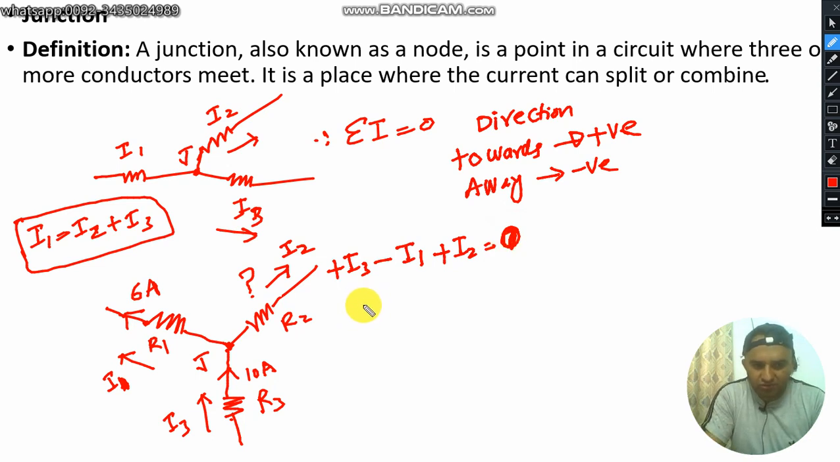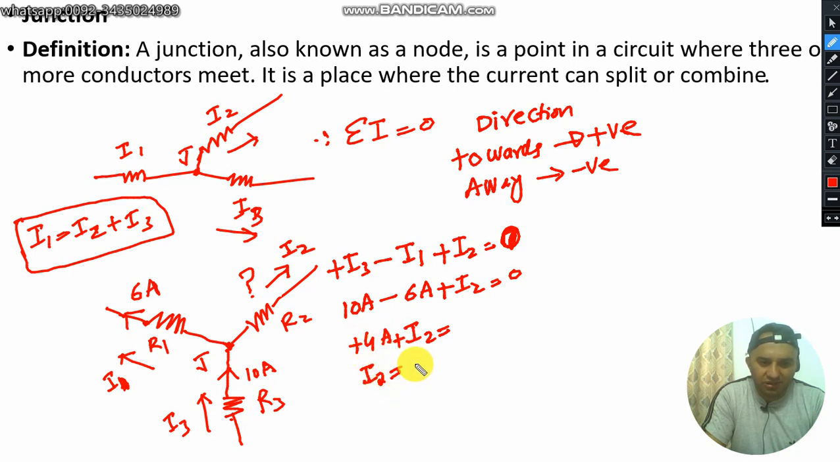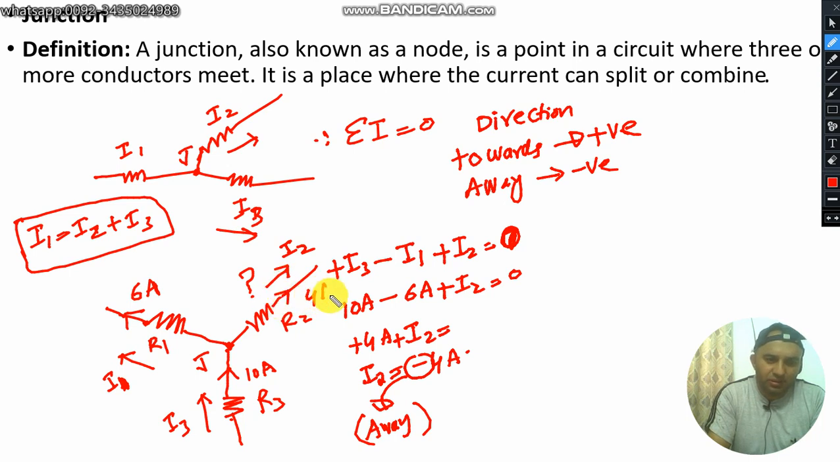In order to find I2, this is 10 ampere, minus, because this is moving away, I1 is 6 ampere, and for this one, I2, we don't know whether it is positive or negative. So I2 is equal to 10 minus 6, that gives us plus 4 ampere plus I2. So I2 is equal to minus 4 ampere. This negative sign shows that the current is moving away. It means this is 4 ampere moving away.